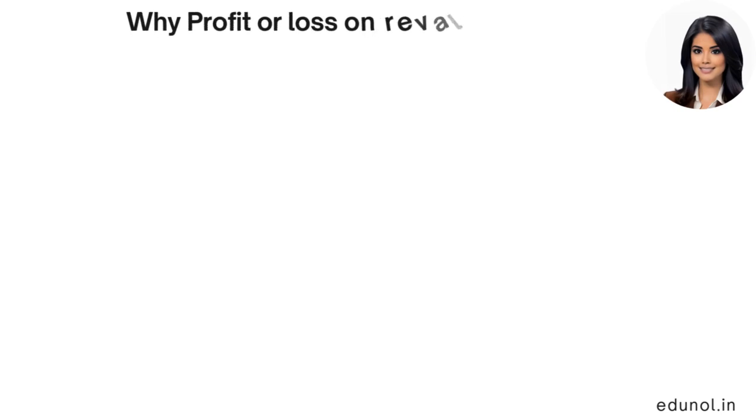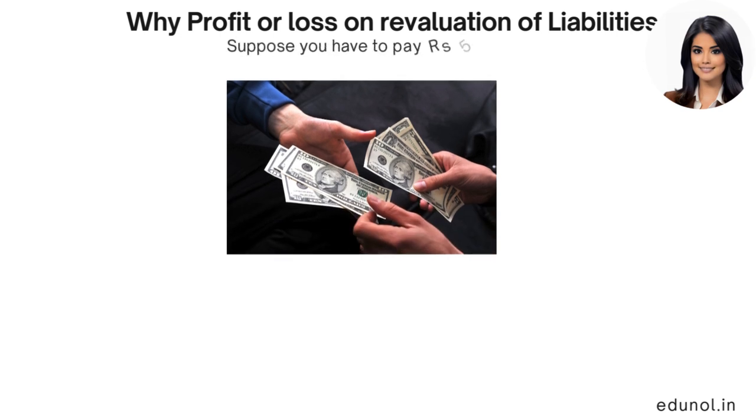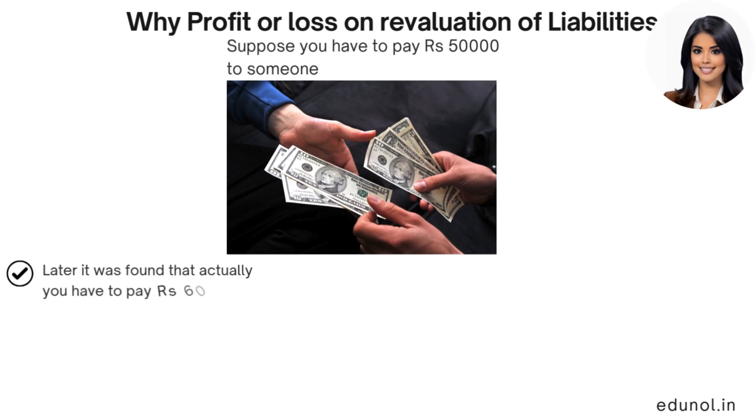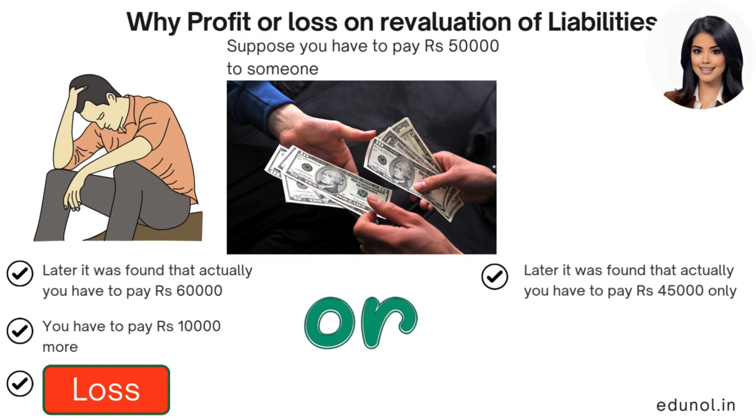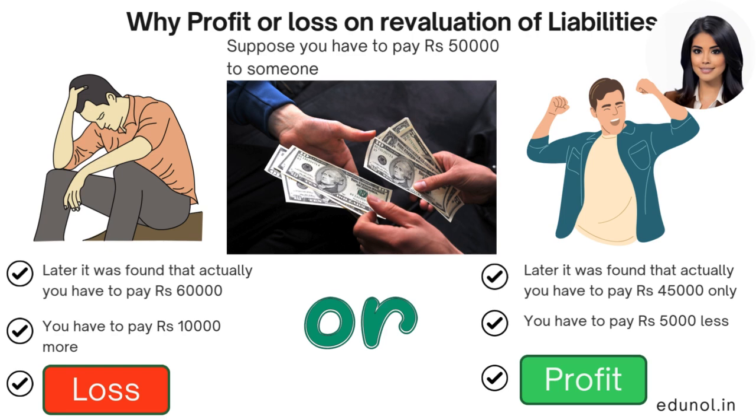Now we discuss why there is profit when value of liability decreases, or there is a loss when value of liability increases. Suppose you have to pay 50,000 rupees to someone. Later it is found that actually you had to pay 60,000 rupees. Now you have to pay 10,000 rupees more. This is a loss. So in case of increase in liabilities there is a loss. Alternately, suppose you later found that you have to pay 45,000 rupees only. It means now you have to pay less. This is a profit. So in case of decrease in liabilities there is a profit.